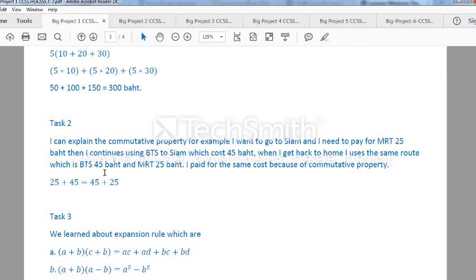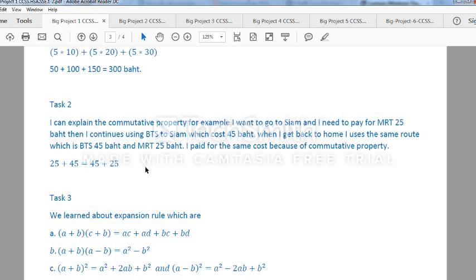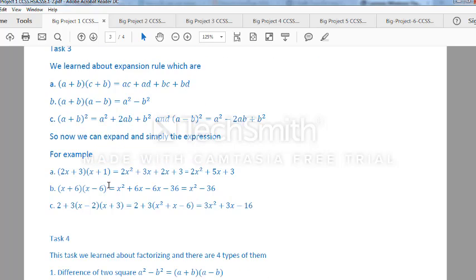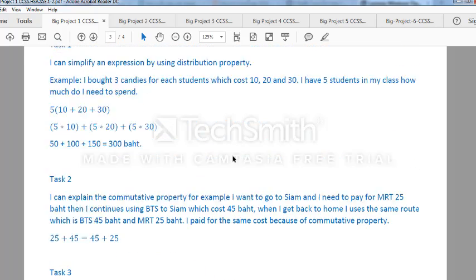This is for task 2. Task 2 is using the difference between the commutative and associative properties, just like this one. For task 3 we have to learn how to express the rule. Like for example, we have to make this one and this one become smaller. We have to make it the simplest form. For example, this one, which I already gave in number 1 up there.